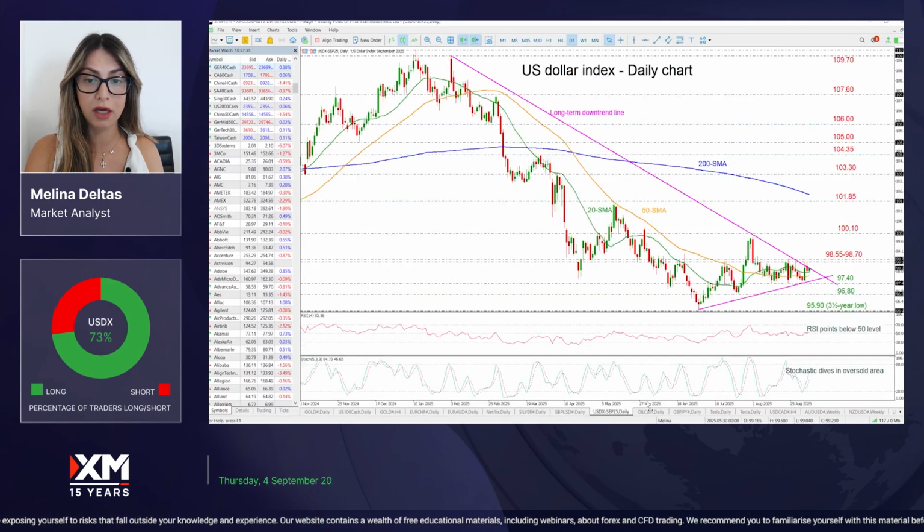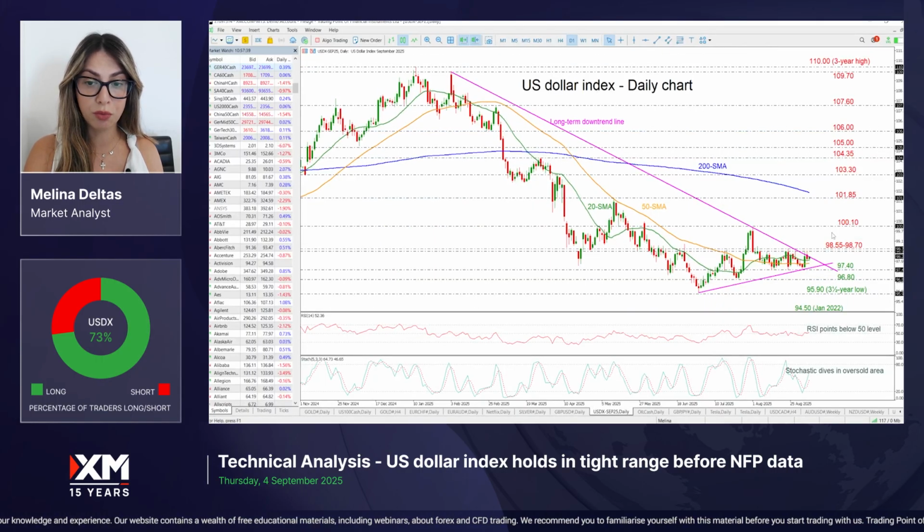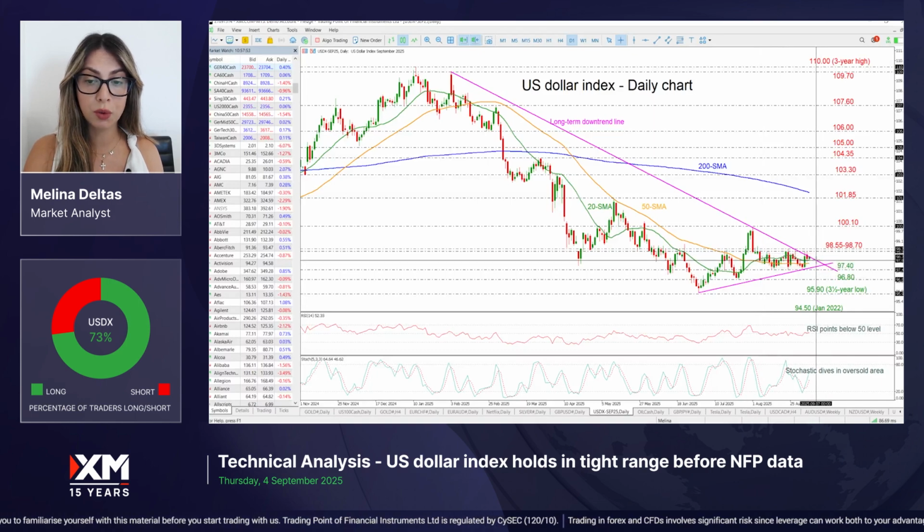Having a look at the US dollar index, we have significant events tomorrow. We can see that it's currently holding slightly below this long-term uptrend line. It's also been moving within a tight range during the last month, and the 20 and 50 DSMAs are standing as strong support levels for the market.